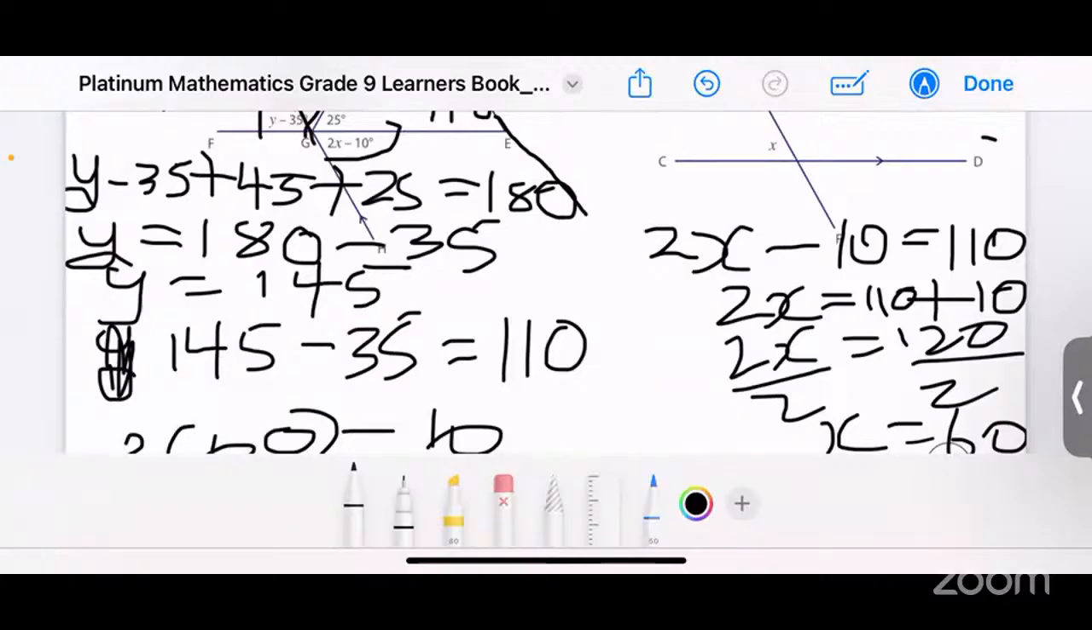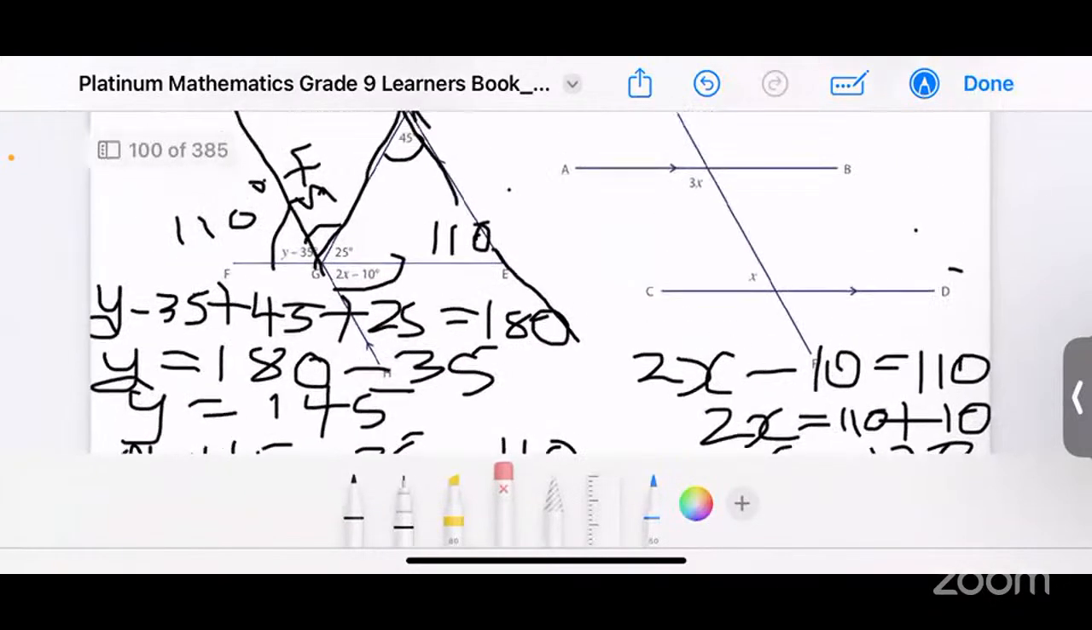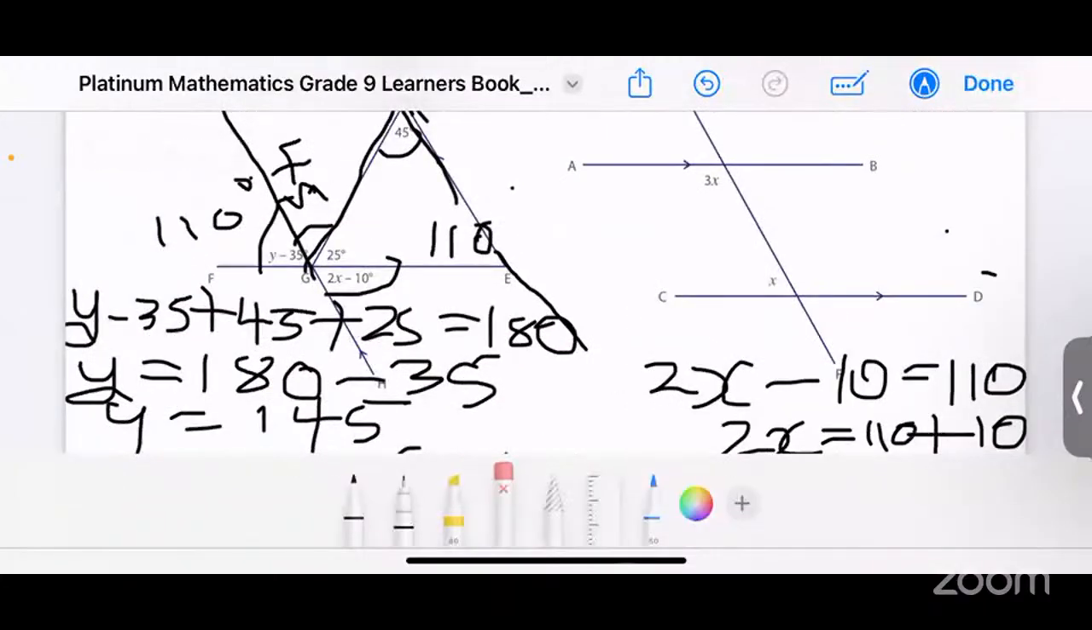I did not erase so that you can see my working. Must I erase? Yes, ma'am, I'm done writing. Did you write down? Yes, ma'am. Or it will be saved on YouTube? I don't know. I don't know the part of the textbook, but okay.